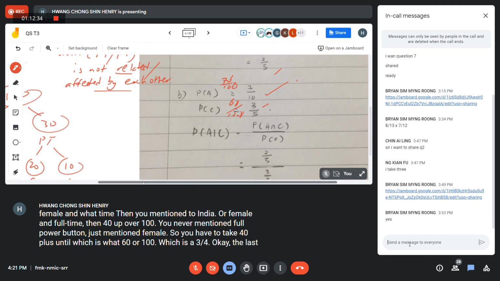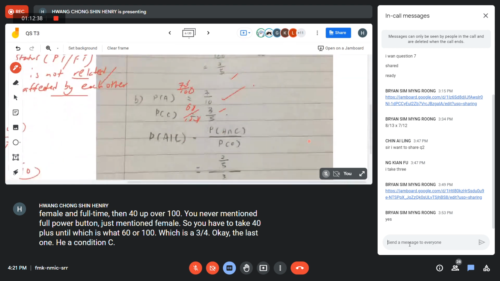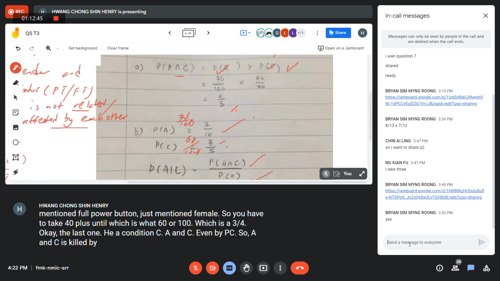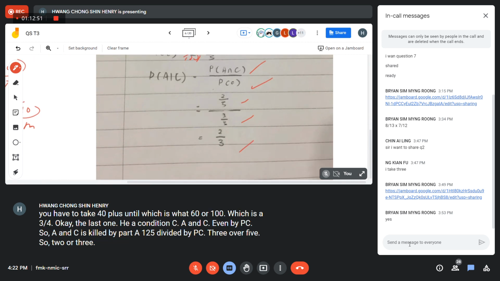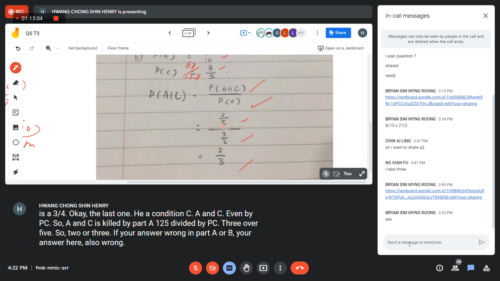Okay, the last one. P(A given C) is P(A and C) divided by P(C). So P(A and C) is given by part A, 2 over 5, divided by P(C), 3 over 5, so 2 over 3. If your answer is wrong in part A or B, your answer here will also be wrong.